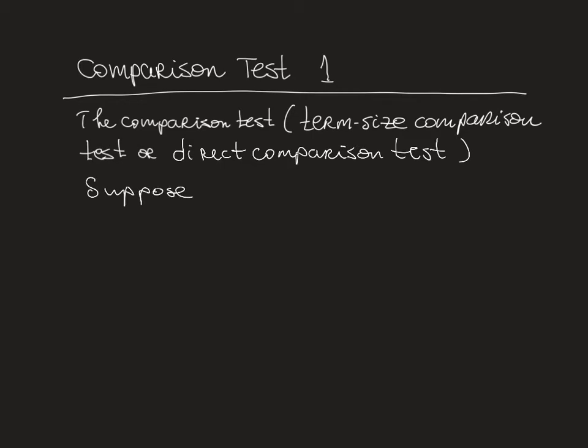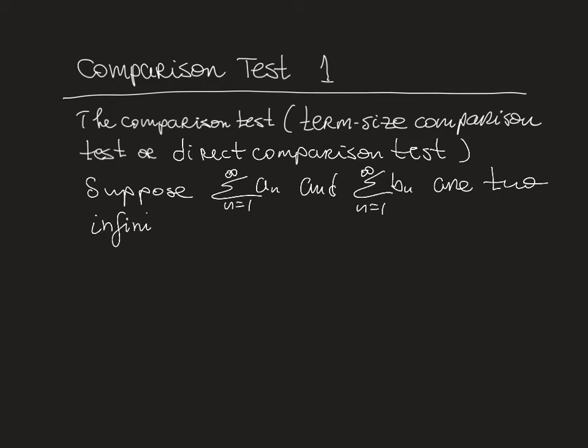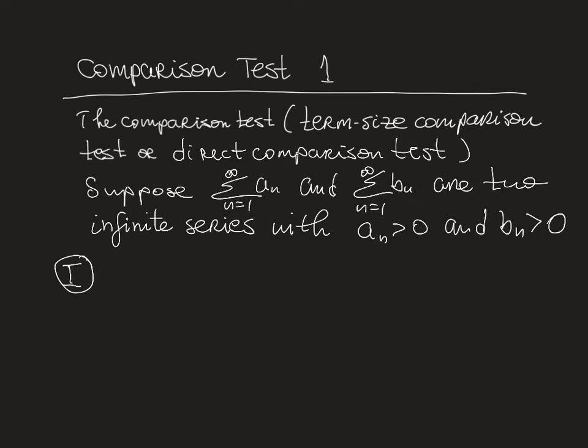So suppose that the series summation from n equals 1 to infinity of a sub n and n equals 1 to infinity of b sub n. So we have two series with positive terms. That means every a sub n and every b sub n is positive. So there are two parts to the comparison test. The b sub n series will be the known series. The a sub n series would be the unknown series.